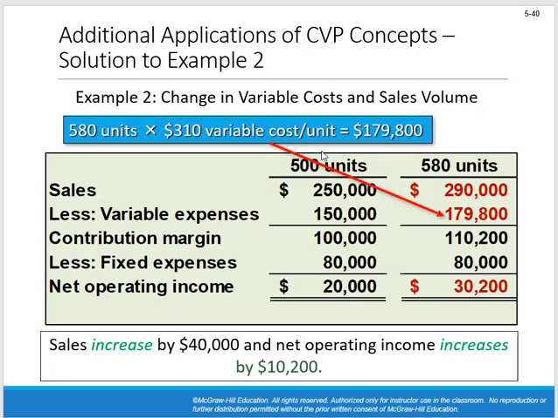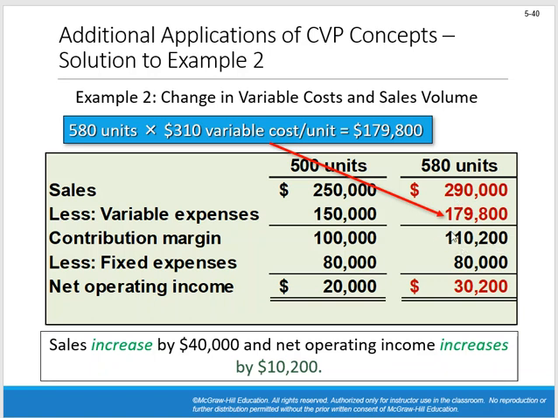We still have our original scenario at 500 units, $200,000 of operating income. If we redo this at 580 units, we could take 580 times 500. That gives us our sales of 290,000. Now our variable costs are 580 times 310, which gives us 179,800. And we subtract and we get our CM.